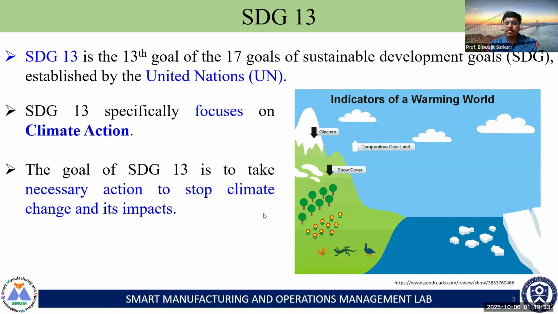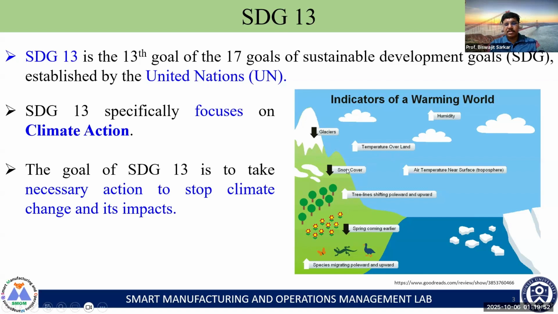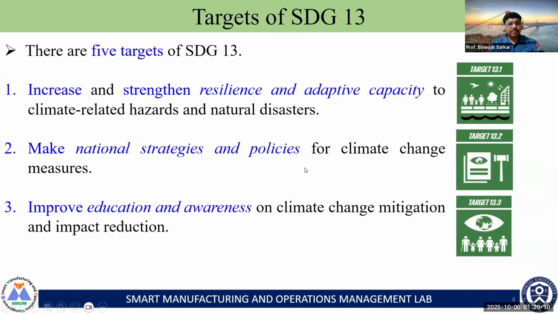Here I am putting several animations and pictures from different websites. I put the references also because this is not directly my own. These are the glaciers that are melting, and this is the temperature of the land. Here is the snow cover, the tree lines, and the spring coming earlier because of global warming. This is the sea level, sometimes going down, sometimes going up. These are the different indicators of global warming.